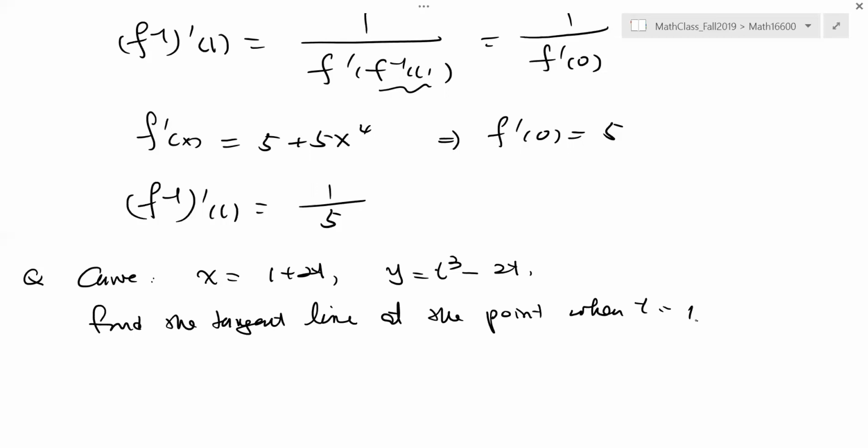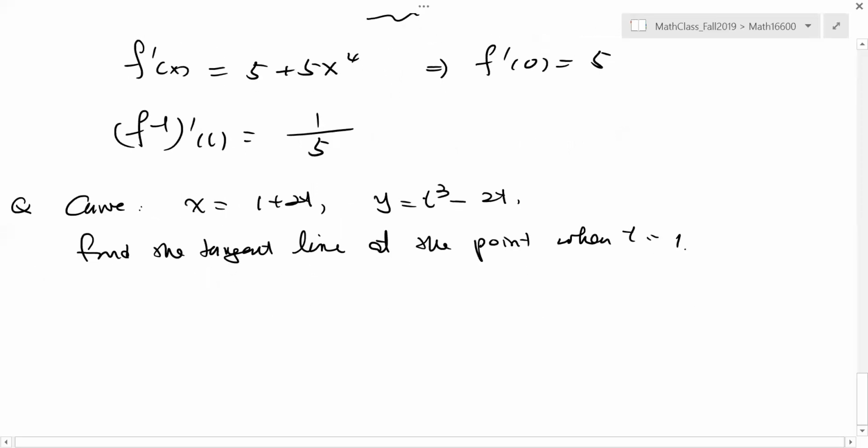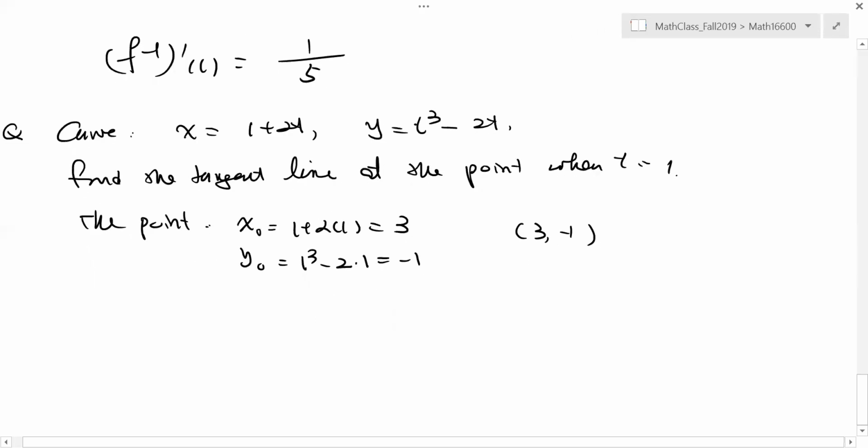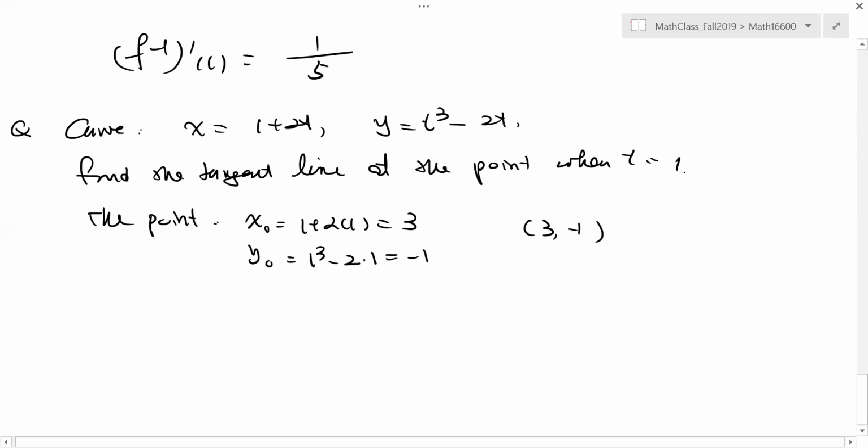So to find the point, first of all, what is the point? The point is when t equals 1, x is going to be 1 plus 2 times 1, which is 3. And the y coordinate is 1 cubed minus 2 times 1, which is -1. So you get the point, coordinate 3 and -1. Then you have to find the slope.